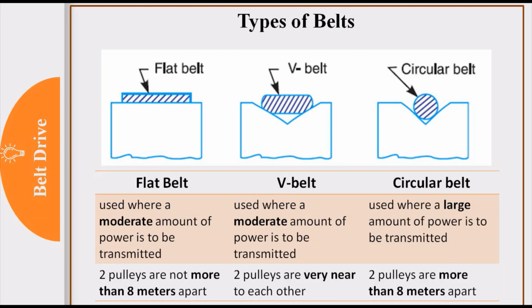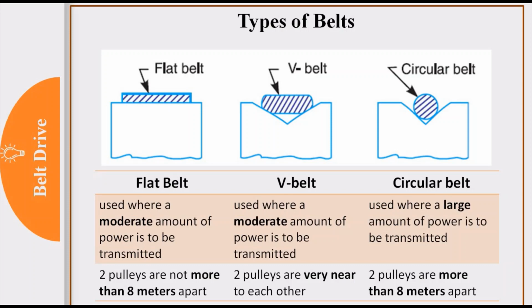So यहाँ पे आप देख सकते हैं different types of belts like flat belt, V belt and circular belt. तो ये तीनों belts कहाँ पे use होते हैं? Like flat belt and V belts are used where moderate amount of power is to be transmitted, whereas circular belt is used where large amount of power is to be transmitted. And one more condition is that when distance between 2 pulleys is not more than 8 meter, then we use flat belts. When that distance is very small, then we use V belts. If distance is more than 8 meter, then we use circular belt.